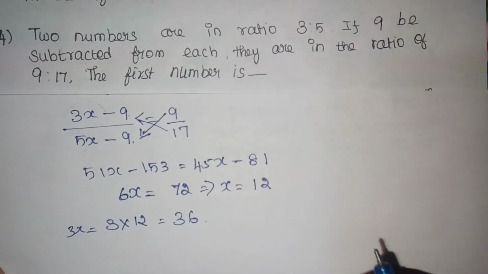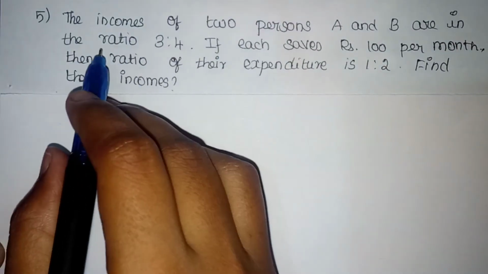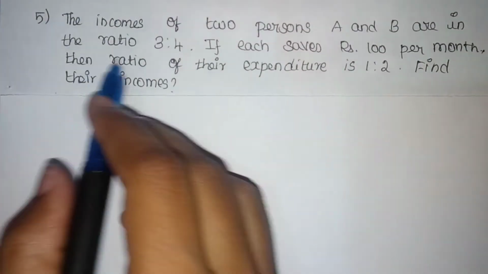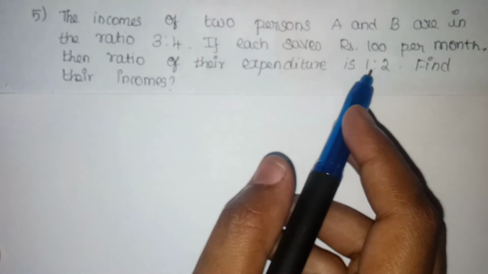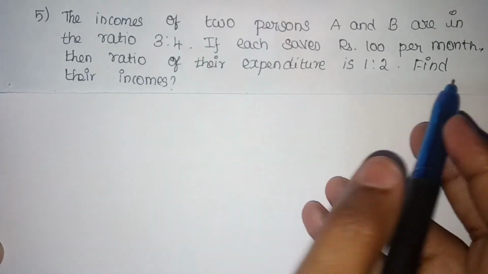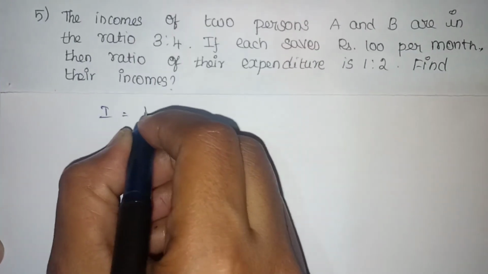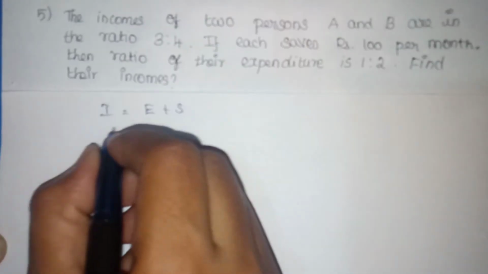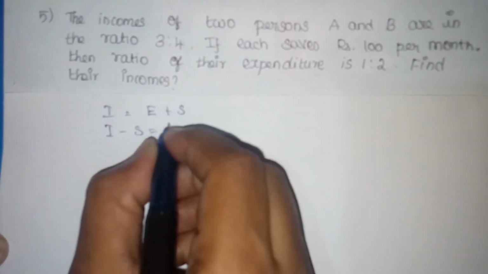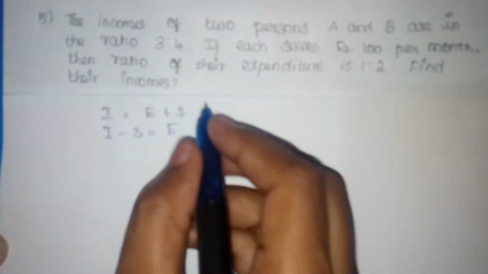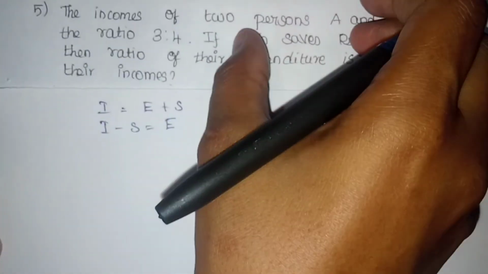Let us see the fifth problem. The incomes of two persons A and B are in ratio 3:4. If each saves 100 per month, the ratio of expenditure is 1:2. Find the incomes. So generally income will be equal to expenditure plus saving, or else income minus saving will be equal to expenditure. So we are going to use this concept for solving this problem.